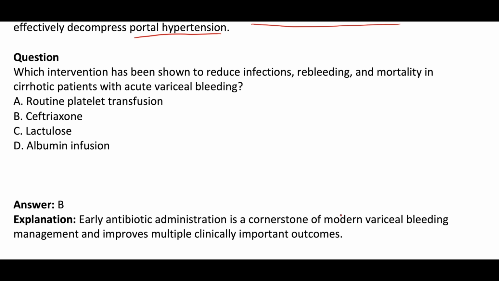Early antibiotic administration is one of the cornerstones of modern variceal bleeding management, and it improves multiple clinically important outcomes. So do it, give it. Doesn't matter if they have ascites or not, give them their ceftriaxone.